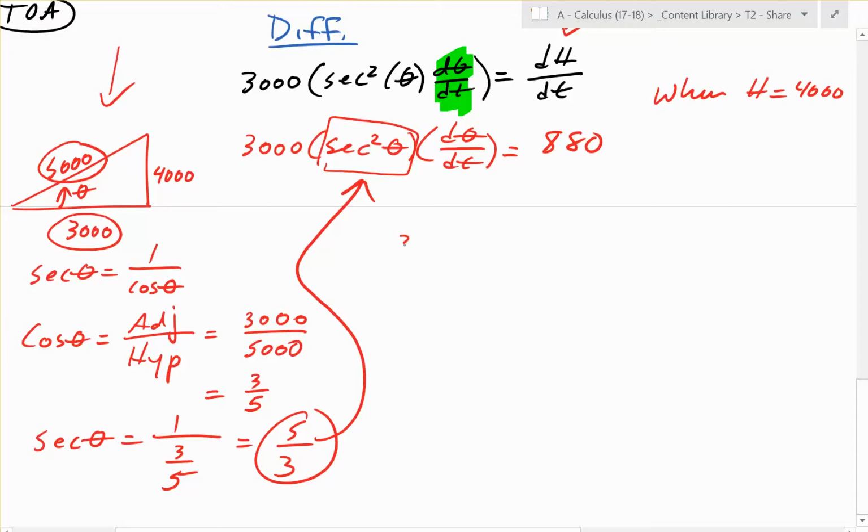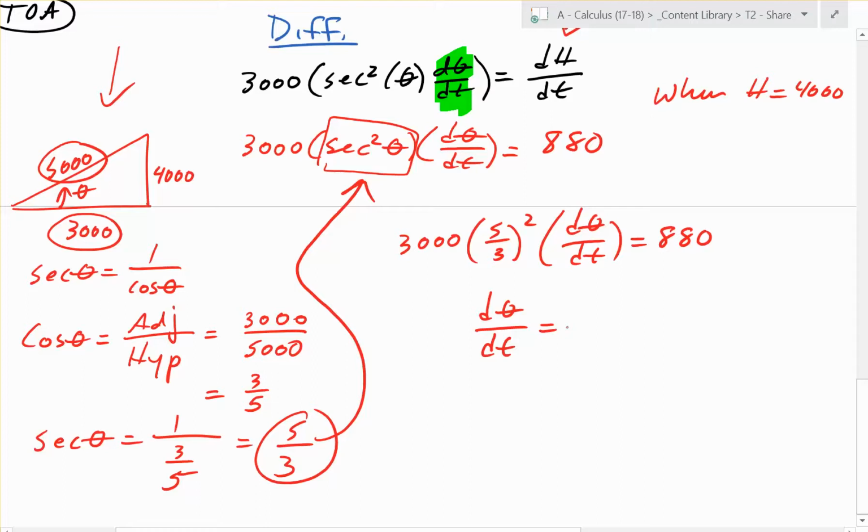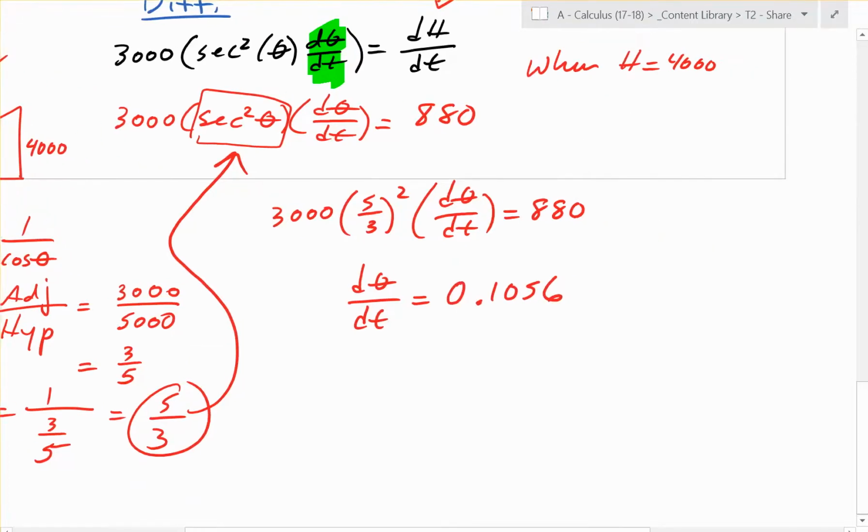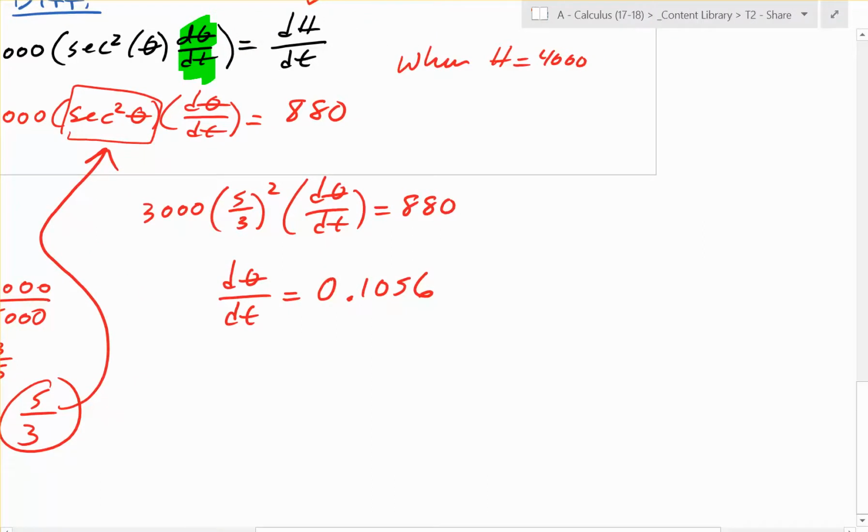So what do you end up with? 3,000 times secant squared, so it's going to be 5/3 squared, times d theta/dt is equal to 880. And now you can use your calculator, and you isolate d theta/dt, you just do the division, and it is 0.1056. That's the rate of change of theta.